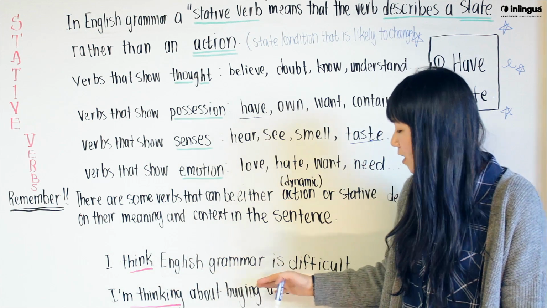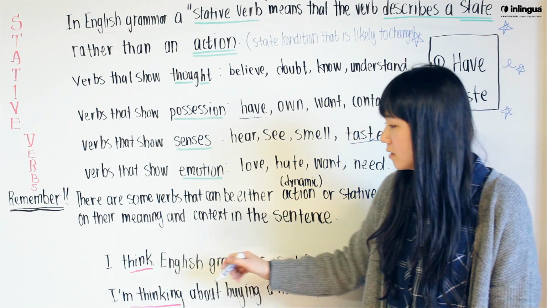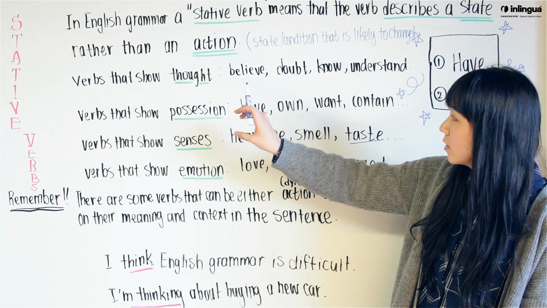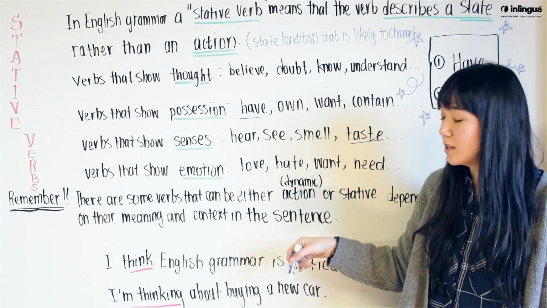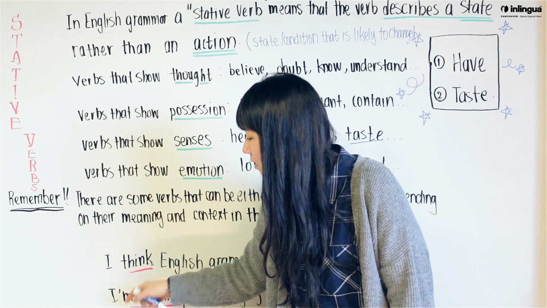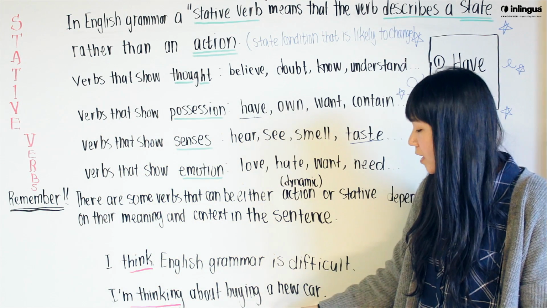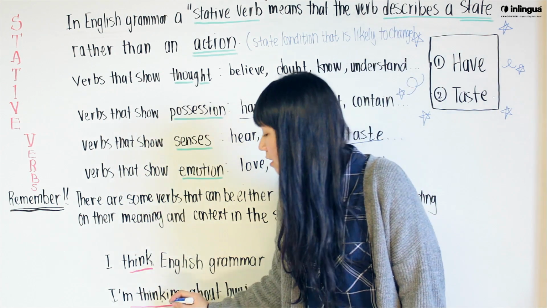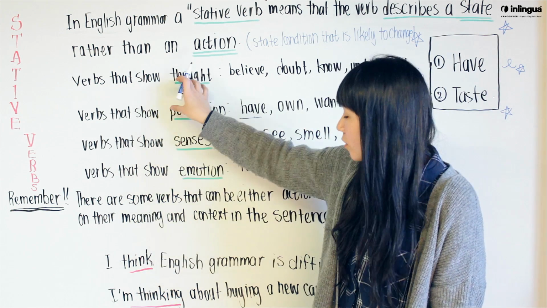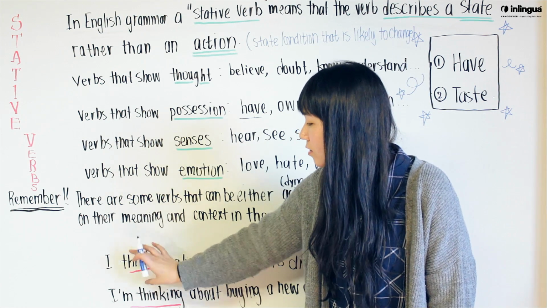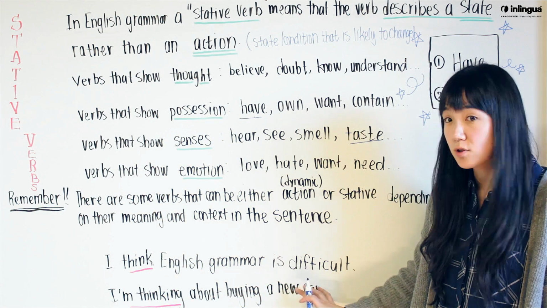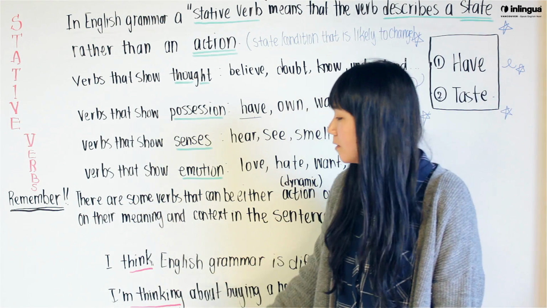I think English grammar is difficult. I am thinking about buying a new car. I said that for thought, or for think, you cannot use it in the ing form. However, in these 2 situations, the second one, I'm thinking about buying a new car, you can use think with an ing. This one is your thought, so it's my opinion. You cannot put ing. However, here, I am thinking about buying a new car means you're considering, which is different.